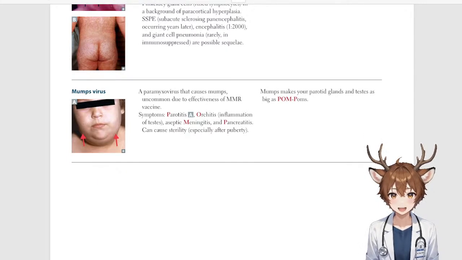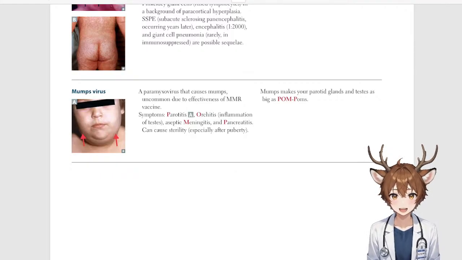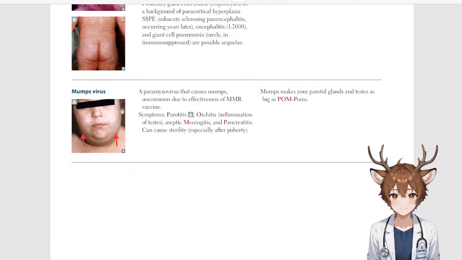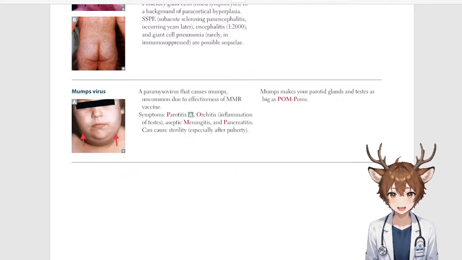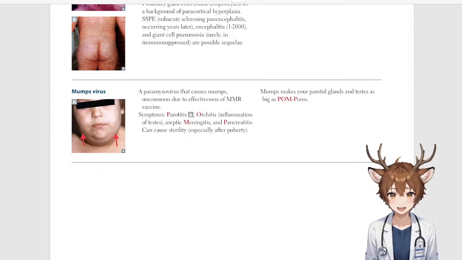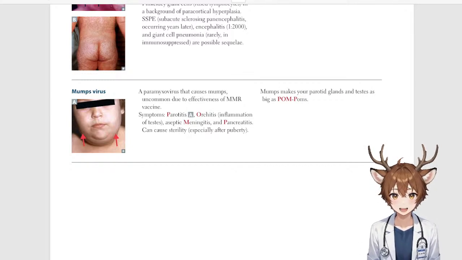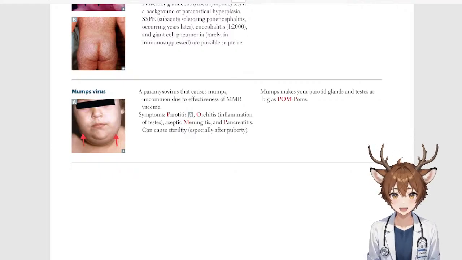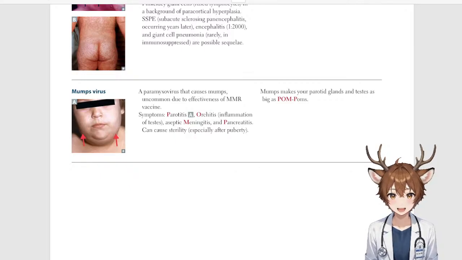Mumps virus, uncommon due to the effectiveness of the MMR vaccine. Symptoms are parotitis, as you can see in the picture, orchitis (inflammation of the testes), aseptic meningitis, and pancreatitis. Can cause sterility, especially after puberty. I've heard from people who taught my classes that mumps is unlikely to cause infertility, but it technically can. Just be aware that it can technically cause infertility, even if it's not super common. Mumps makes your parotid glands and testes as big as POM-poms. POM as in parotitis, orchitis, meningitis, pancreatitis.